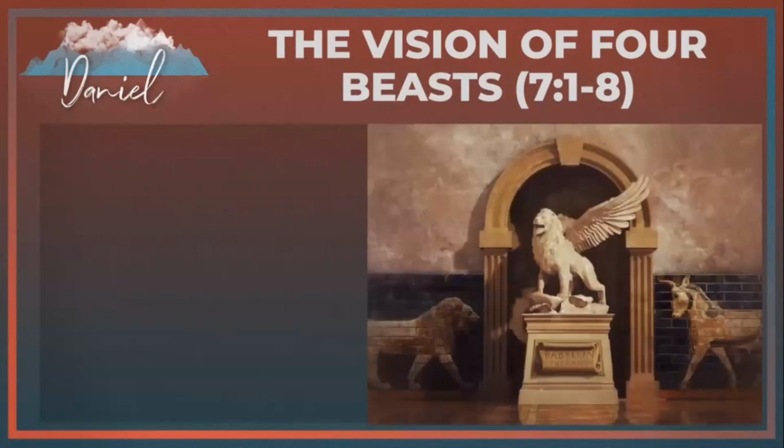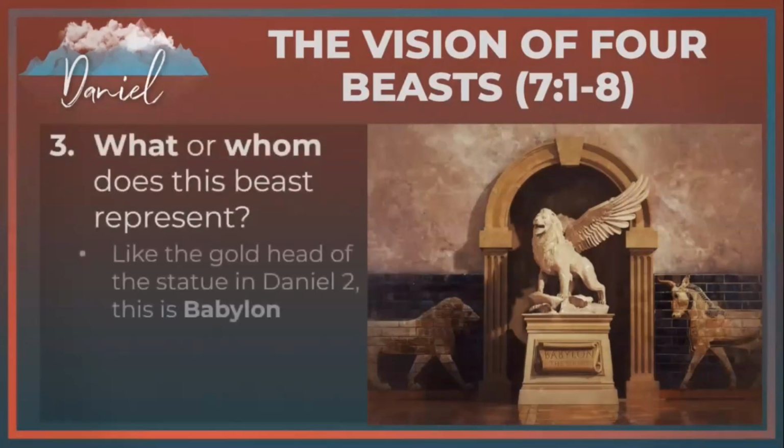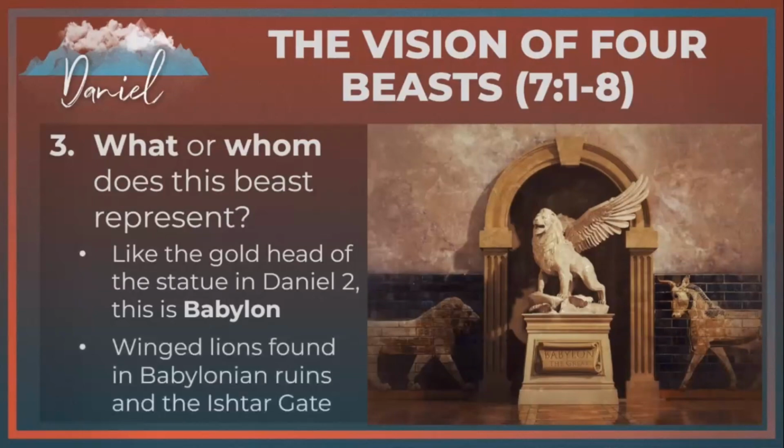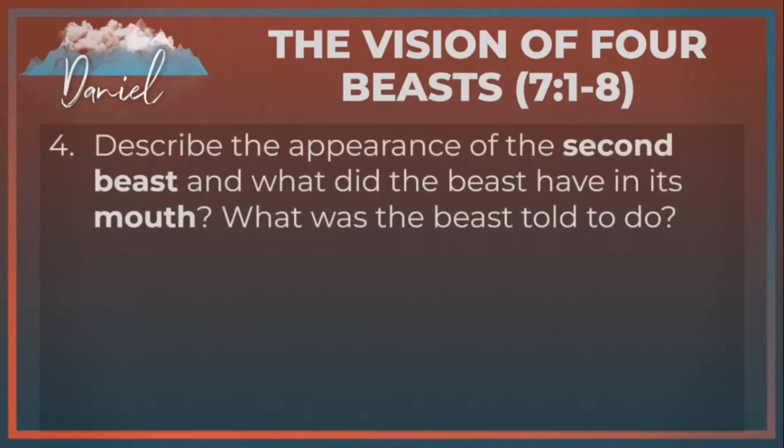Now, I got some images there. I didn't have the Ishtar Gate, although if you look really closely in the background, it is patterned after that. You can find all sorts of fun images trying to depict these things online. This was the most tame and kind of nice one I could find. But as we talk about this, very clearly it's paralleling the gold head and statue of Babylon in Daniel 2. Again, these winged lions are found on the Ishtar Gate, as Byron already mentioned, in Babylonian ruins. It's a very clear image. There are no surprises.